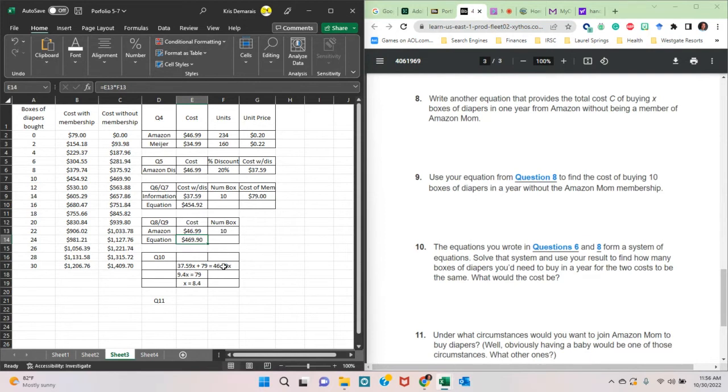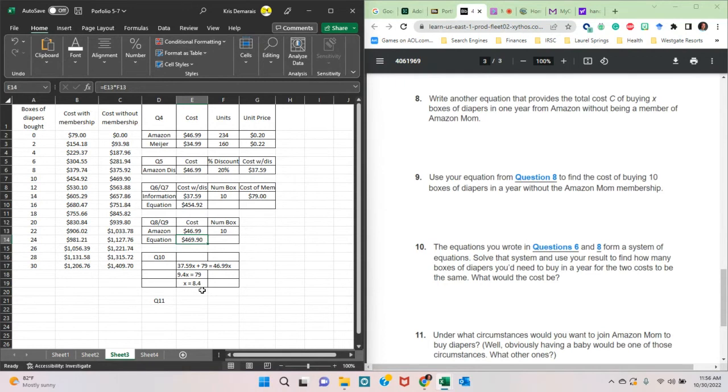Now, if we simplify this a little further, all right, we can go ahead and subtract 37.59 from both sides, and then we get 9.4x equals 79, and then x equals 8.4. Now, what does that mean?